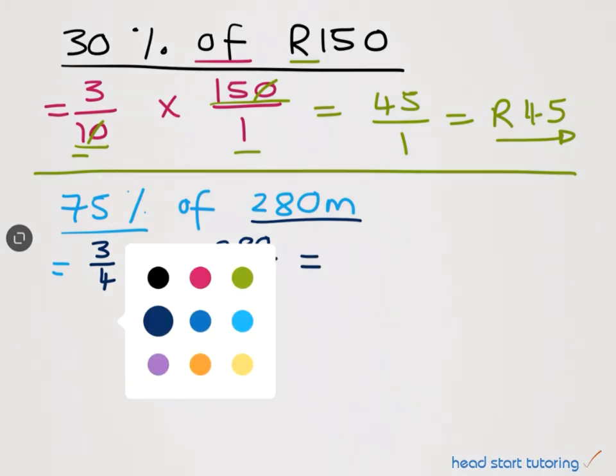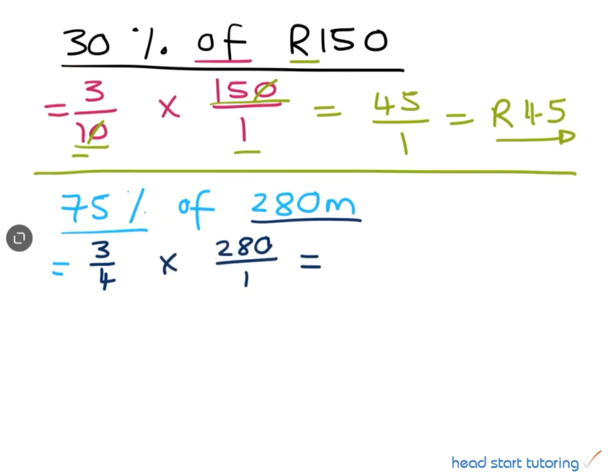Now we want to cross cancel and simplify where possible. So 4 into itself goes once, and 4 into 28 goes 7 times, so 4 into 280 will go 70 times. Then we multiply our numerators and our denominators to get 210 over 1, or just 210, and our measurement is meters. So 75% of 280 meters is equal to 210 meters.